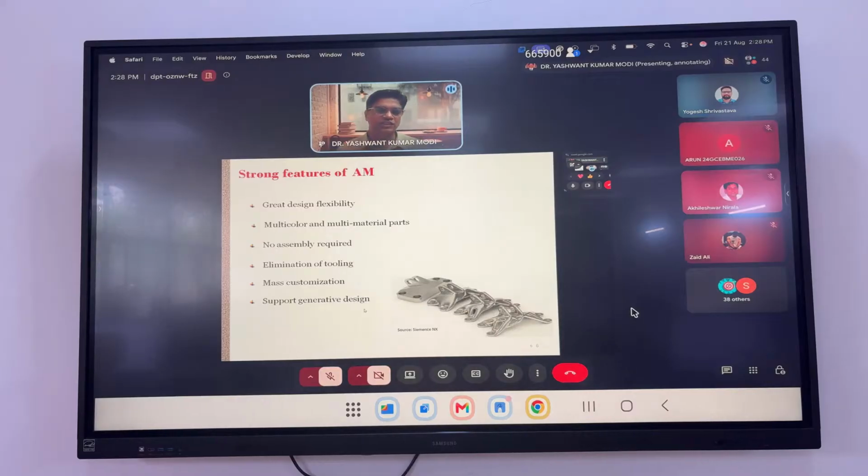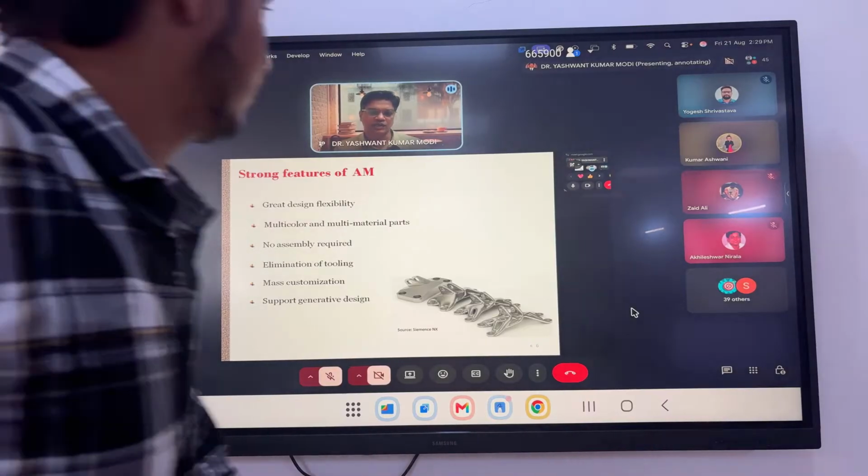Another strong feature is that it supports generative design. Generative design is basically a computer-based method, we can say, that focuses on creating multiple designs of a given part. We provide a design space to the software, and then we provide the various constraints that are applicable there, and then we give the load or pressure, whatever it is, and material properties, etc.